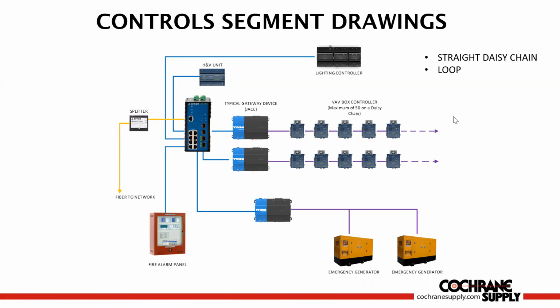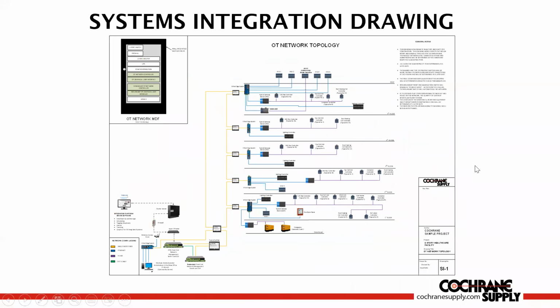Now, even though you've got a combination of IP, which is the lighting control in this H&V unit, the fire alarm panel, we've got MSTP out here in these VAV boxes, then you've got Modbus with those emergency generators. So this is what the segment drawing would look like. And there we go, back to our topology drawing.